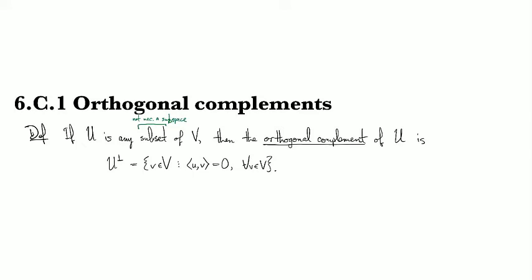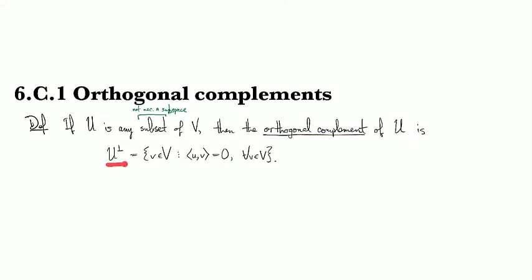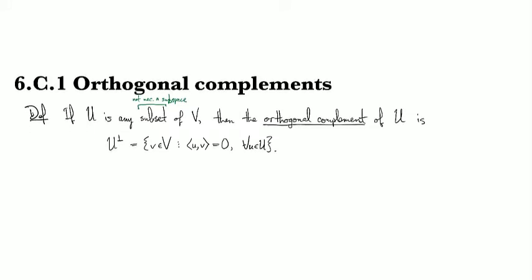Then the orthogonal complement of U is U perp, and it's defined to be all the elements of V which are orthogonal to everything in U. Oh, sorry, I just realized that I did that wrong. That should be for every element of U. So it's the V's that are orthogonal to everything in U.